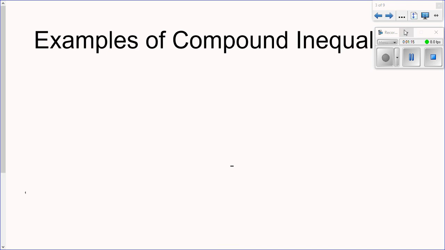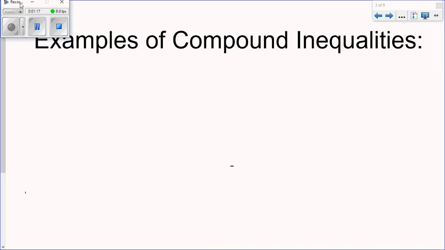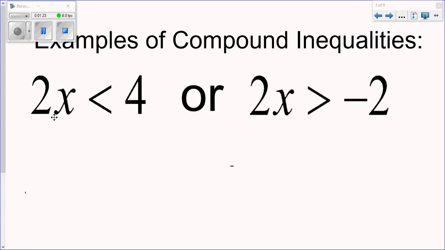Some examples of compound inequalities. I'm going to move this over here. Some examples of compound inequalities are this. So 2x is less than 4 or 2x is greater than -2. You would solve for x like normal for both of them. It's just that when you get to your answer, it needs to be either following one of these inequalities rules or the other one to be a solution.